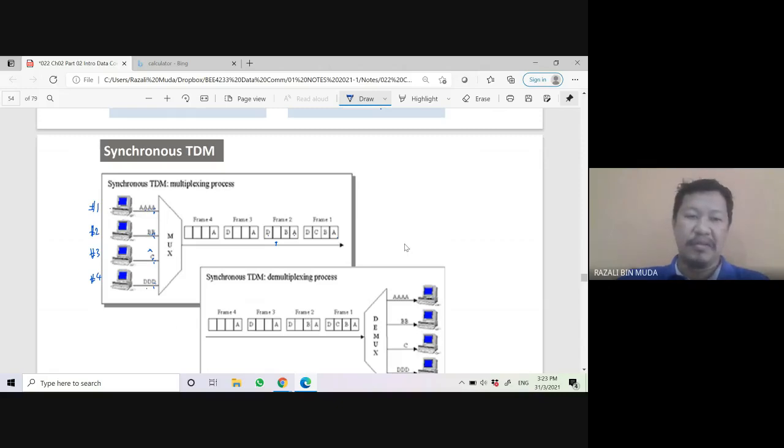So the same happens for the rest. You can see the third input, only the first and fourth have the input. The second and third don't have any input. But the slot is still allocated. Okay. So this is what happened.